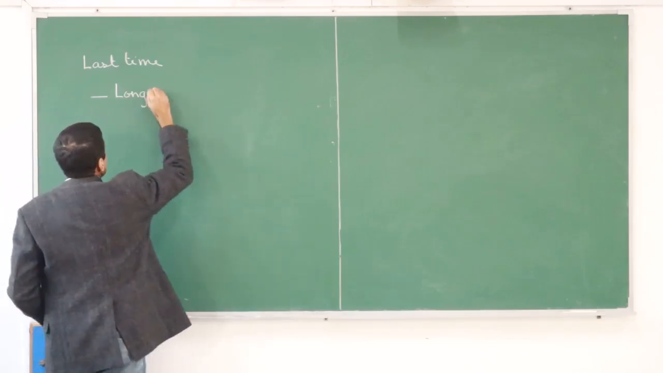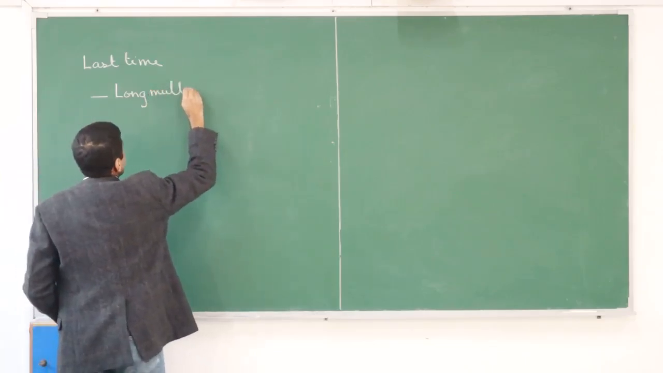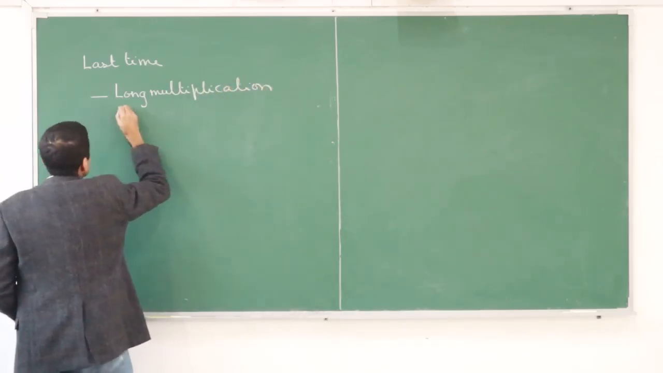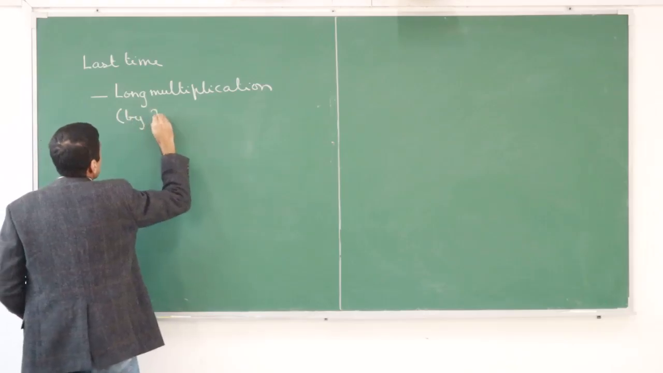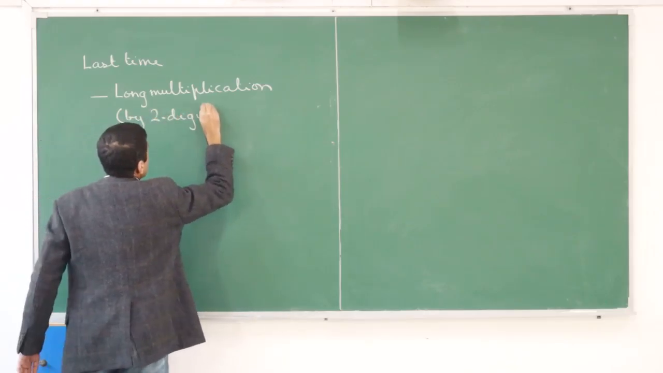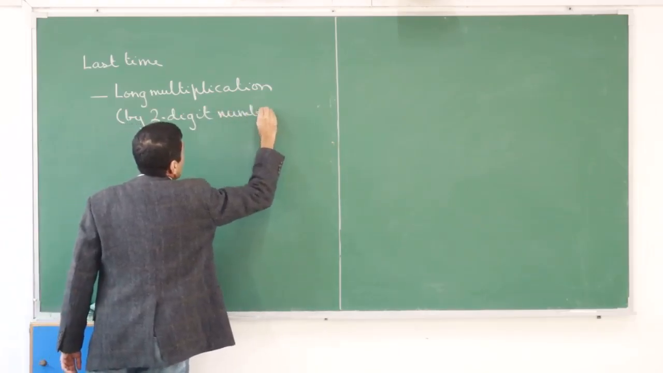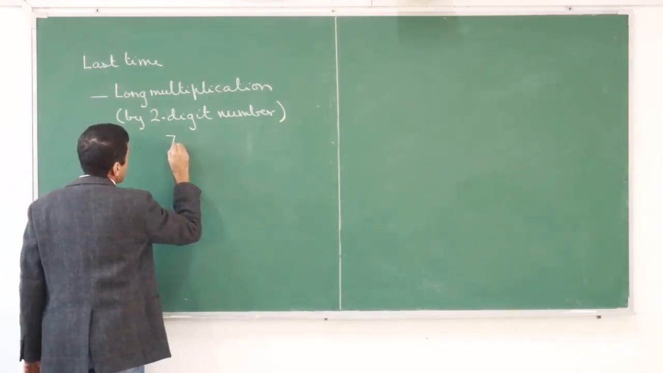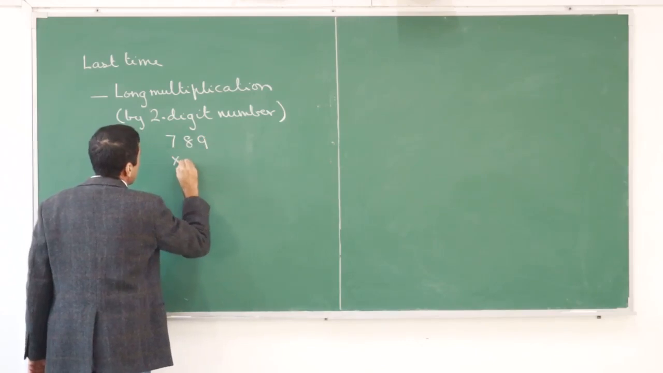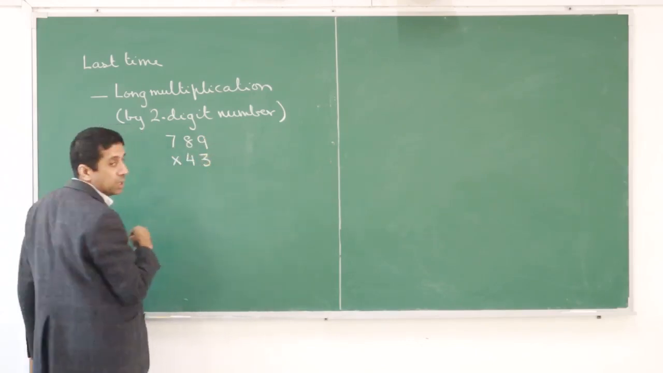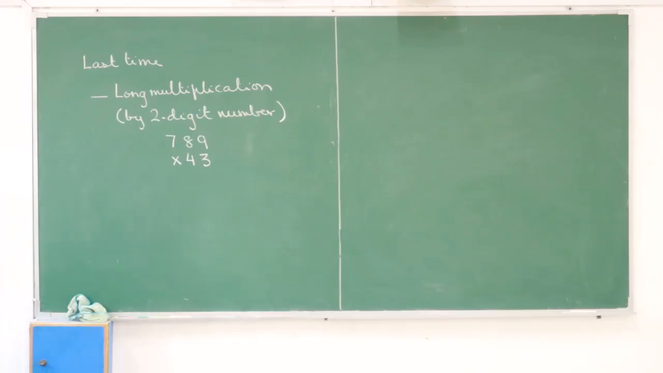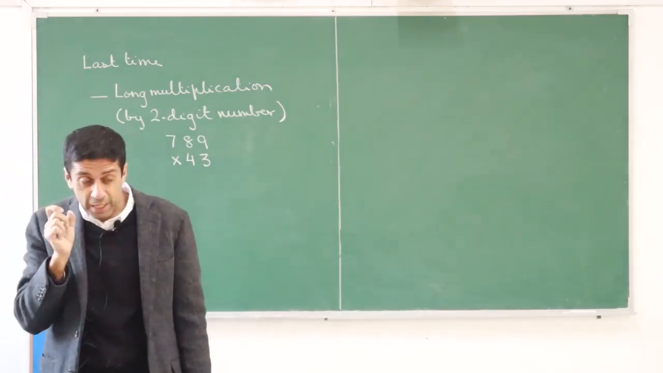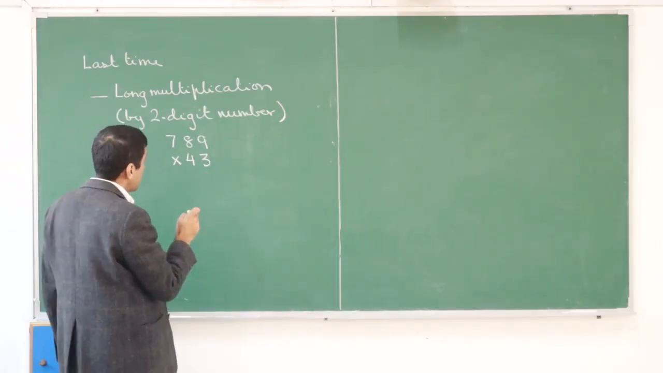So let me say we learned the long multiplication algorithm, and more particularly it was by a two-digit number, right? So as an example, we learned something about maybe 789 multiplied by 43. How do we calculate it? That was something that we learned. Okay, and remember, we were very careful about explaining there were steps to it, right?